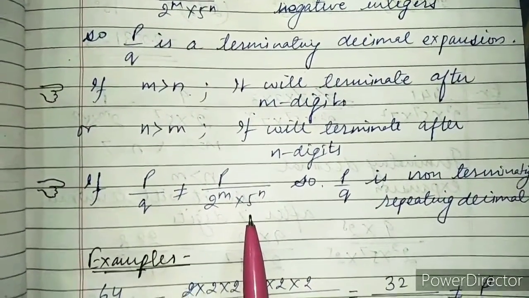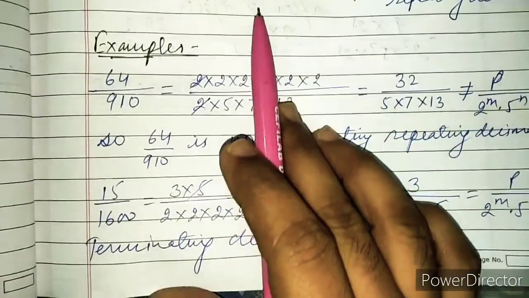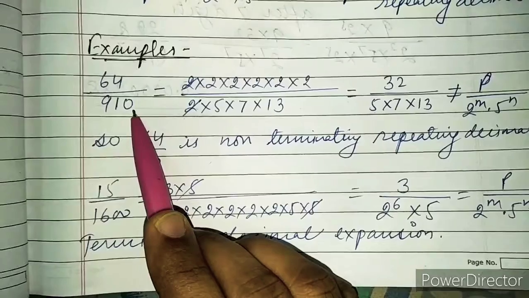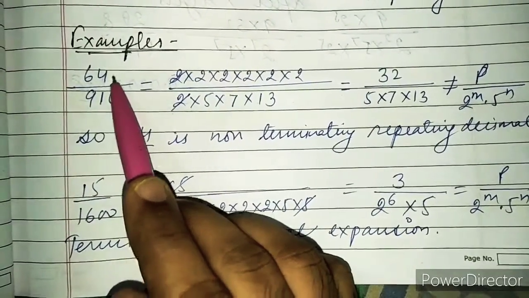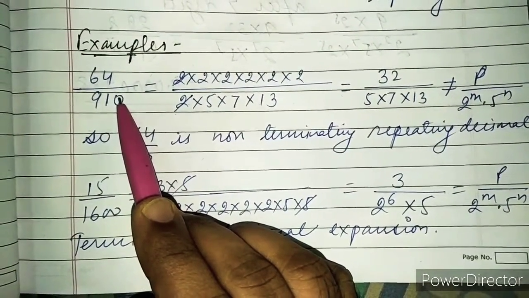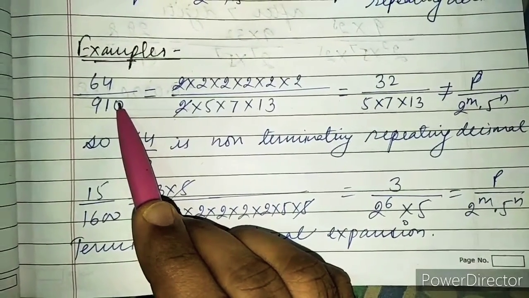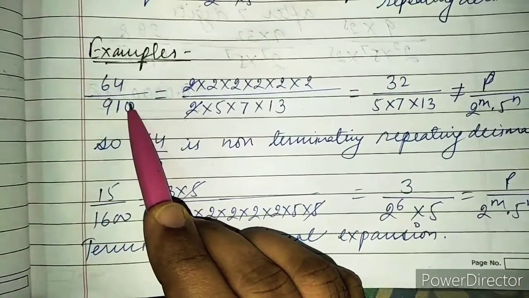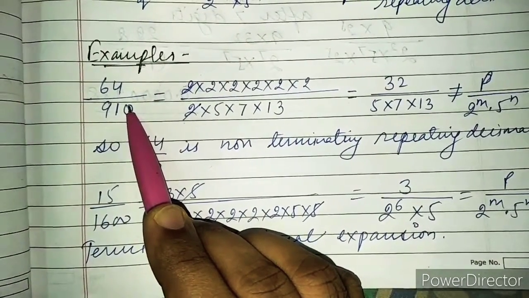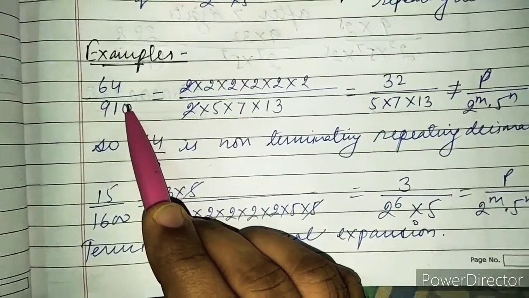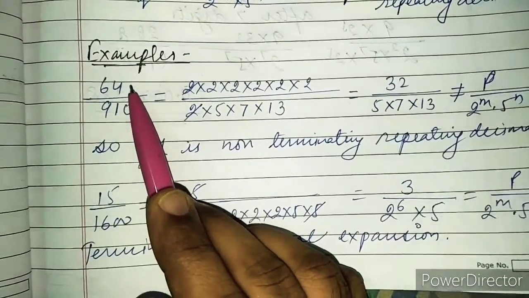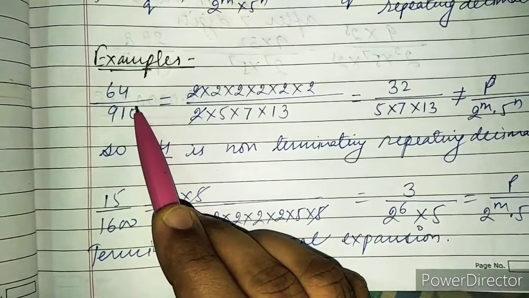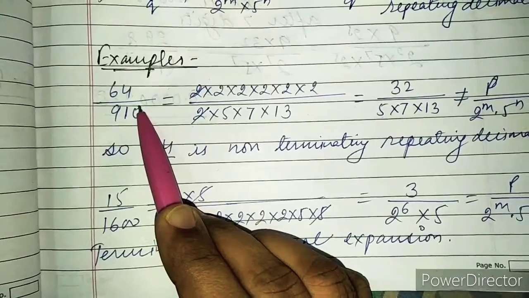Now we will introduce this topic with the help of an example. See one example. You can see here 64 upon 910. For checking whether the given rational number is terminating or non-terminating, see, in both terminating and non-terminating cases there will be a decimal expansion, but in terminating we can stop the decimal expansion after some digits, but in non-terminating the decimal expansion will continue.